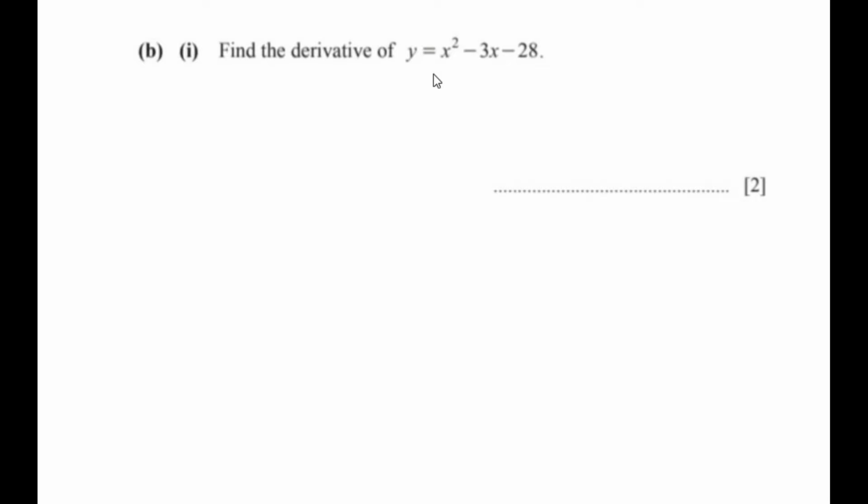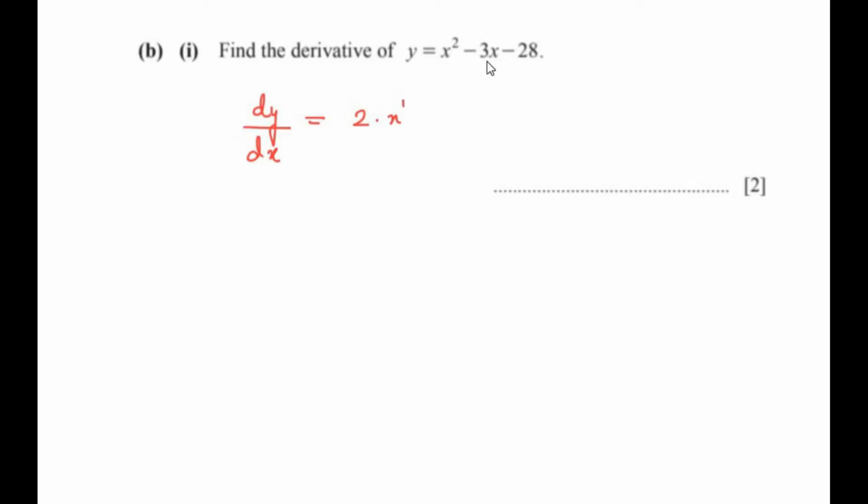Find the derivative of y is equal to x square minus 3x minus 28. Now derivative is the differentiation of y with respect to x. So here y becomes dy by dx, differentiating y with respect to x is equal to, now here x square, the power 2 comes down and it gets multiplied with x, and the power of x reduces by 1. So it becomes x to the power of 1. So we have used the power rule of differentiation over here.